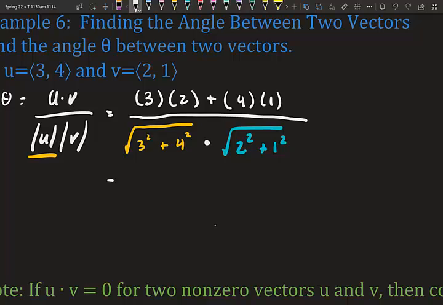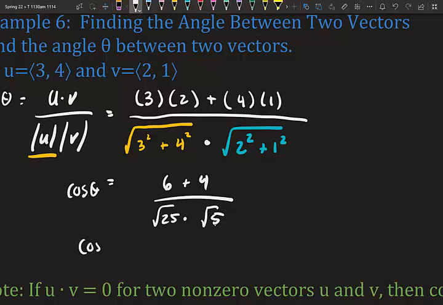And from here we simplify. On the top we get 6 plus 4. On the bottom we get 3 squared is 9, 4 squared is 16, and 16 plus 9 is 25. 2 squared is 4, 1 squared is 1, and 4 plus 1 is 5. We keep simplifying. So now we have cosine theta equals 10 over 5 times the square root of 5.